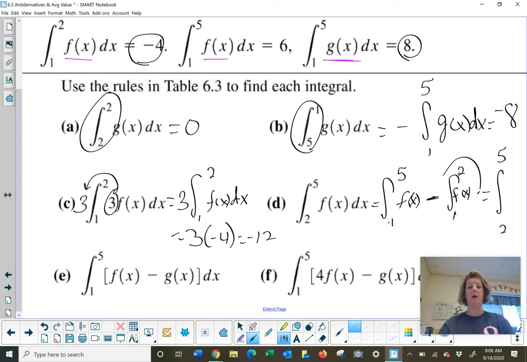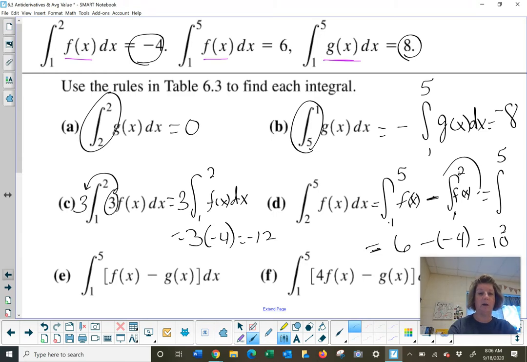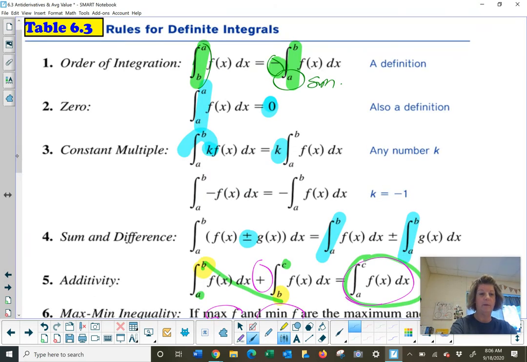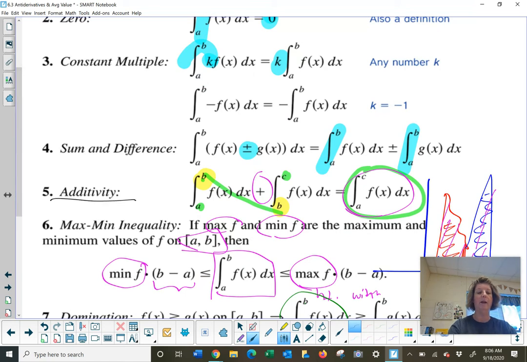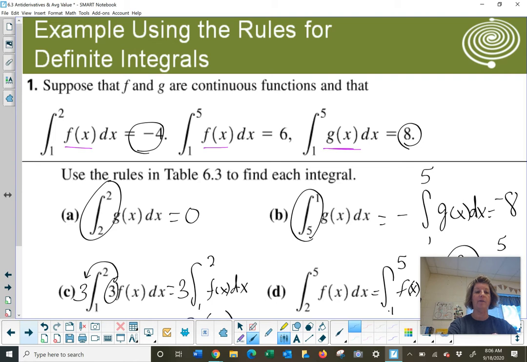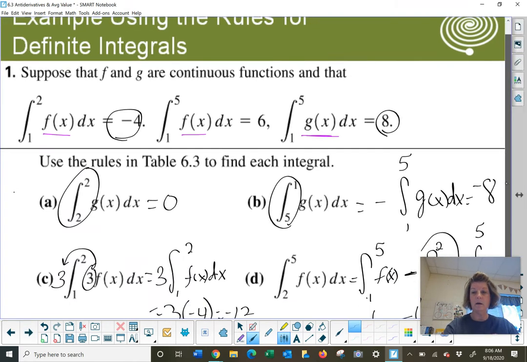I'm really sketching this out. Then quickly, 6 take away negative 4 would equal 10 units. Look for that, what was it called, additivity or something? Yeah, the additivity rule, where you want to work these bounds to achieve the bounds you're after. All right.